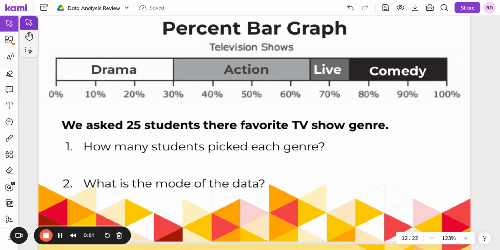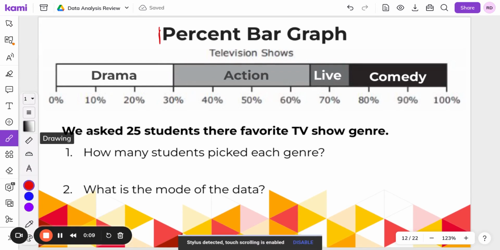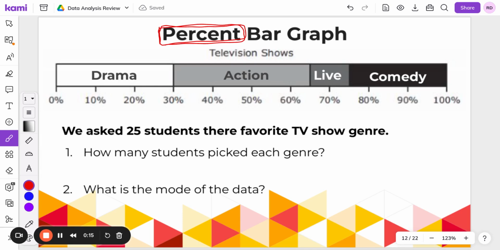Percent bar graphs are our next type of graph that we're going to talk about. So a couple of things to break down here. We're talking about percents first. Okay, so that's the first word, percent. When we think about percents, we should always remember that percent literally means per 100. So it has to get to this total of 100% if you're creating a percent bar graph.